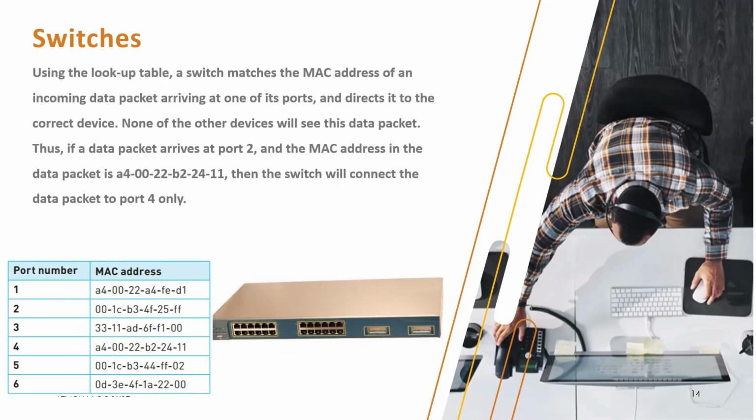Using the lookup table, a switch matches the MAC address of an incoming data packet arriving at one of its ports and directs it to the correct device. None of the other devices will see this data packet. Thus, if a data packet arrives at port 2 and the MAC address in the data packet is that, then the switch will connect the data packet to port 4 only. So the switch is smarter. But the similarity of these two devices, the hub and the switch, is that they are both used to connect devices together to form a network.